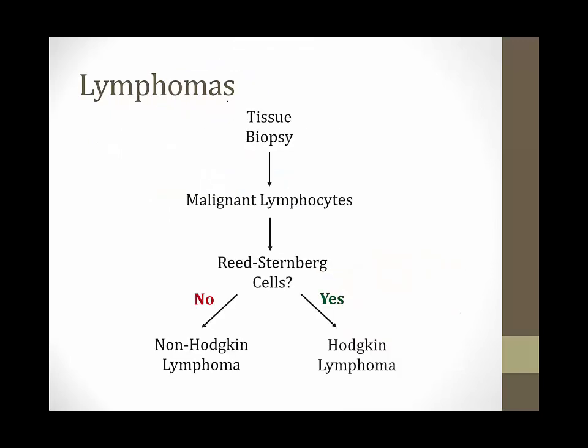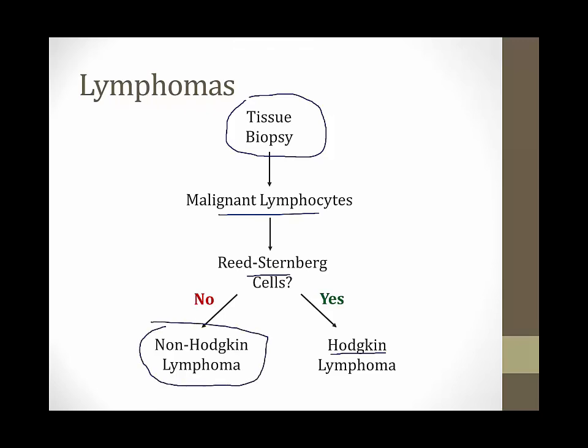Because lymphomas involve malignant cells that form a mass, the key diagnostic test is usually a tissue biopsy, often a biopsy of an enlarged lymph node. That biopsy will show evidence of malignant lymphocytes. If the malignant lymphocyte is a Reed-Sternberg cell, then it is a case of Hodgkin lymphoma. If the malignant lymphocyte is not a Reed-Sternberg cell, then it is a case of non-Hodgkin lymphoma.